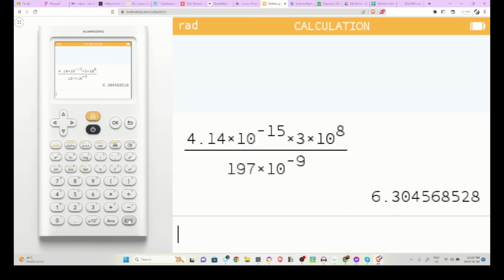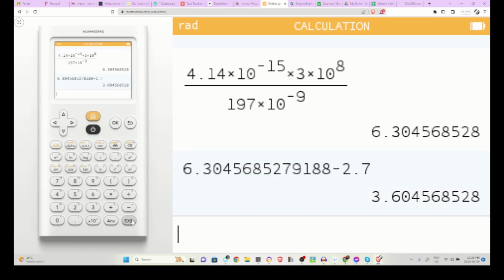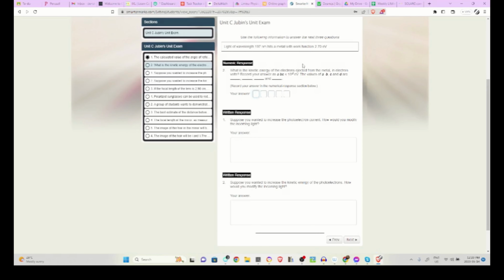So that's the energy of the photon in electron volts. So we have to manually type answer minus 2.70. That's subtracting our work function. And here we go, 3.60. They want it in scientific notation, so it's 3600.